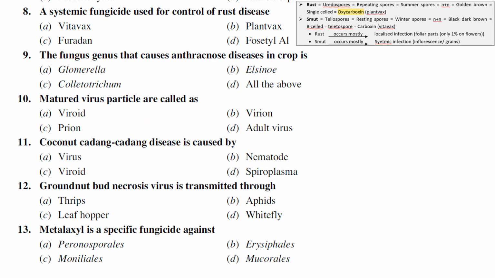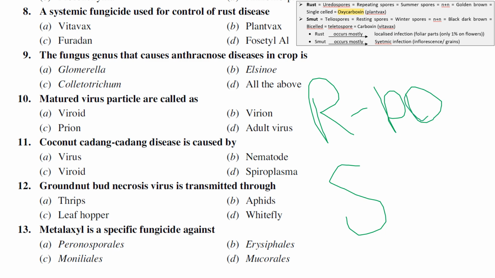A systemic fungicide used for the control of rust disease: generally the options are Vitavax, Plantvax, Furadan, Fosetyl aluminum. I think I have already discussed this in previously published videos, especially in the mycology section. Generally there are two important diseases in Basidiomycota, rust and smut. For rust, the fungicide that can be recommended is oxycarboxin, that is Plantvax. Rust means oxycarboxin; the trade name of oxycarboxin is Plantvax. If it is smut, the recommended fungicide is Vitavax.